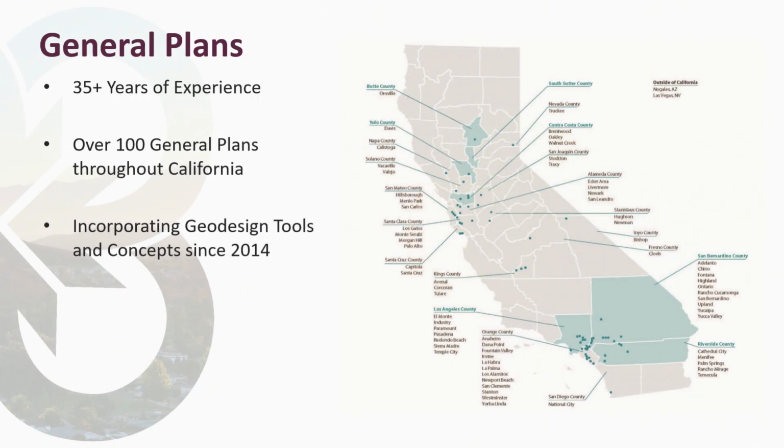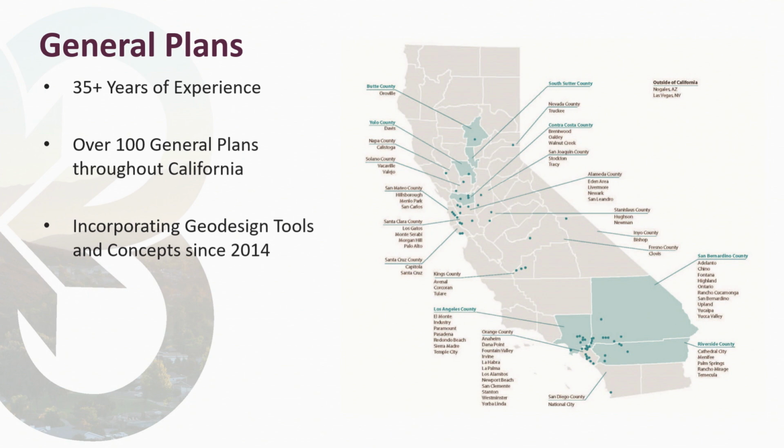So general plan. So I work for a company, PlaceWorks. We're a California-based urban planning firm. We have 35 years of experience in general plans. We've done over 100 general plans. And we've been incorporating geodesign principles since 2014.